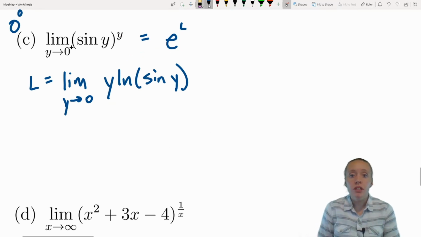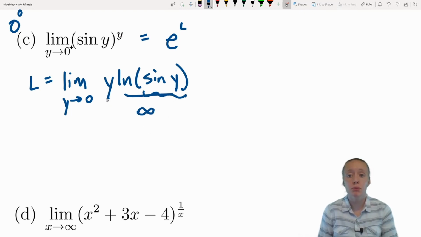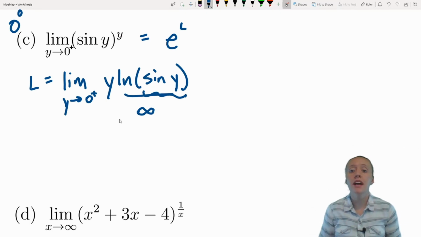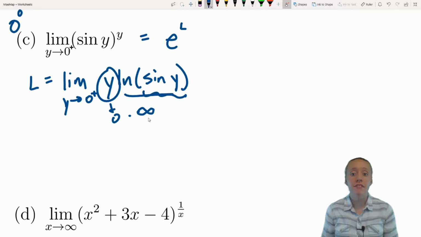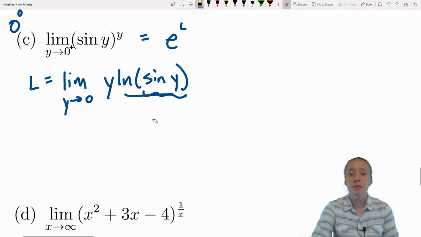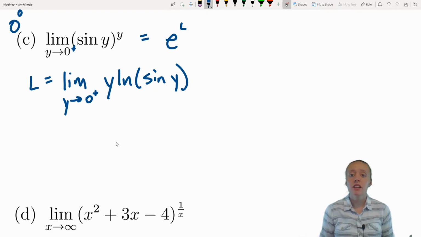Now think about it. Remember, sine of y as y approaches 0 goes towards 0. The ln of 0 goes towards negative infinity, assuming that we're approaching from the right, because remember, negative numbers are not in our domain for ln, so we're only going to be able to approach 0 from the right. And then y, as we approach 0, goes to 0. So now we have 0 times infinity. We've dealt with this a couple times before. All we have to do is move one of those functions into the denominator. And how I go about doing that is by writing it as a reciprocal in the denominator.